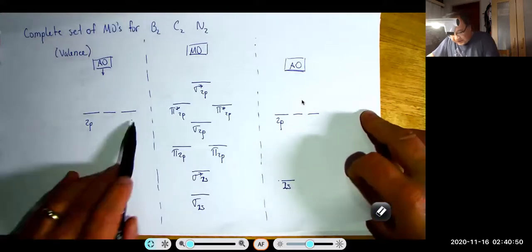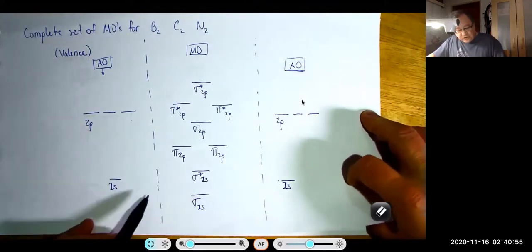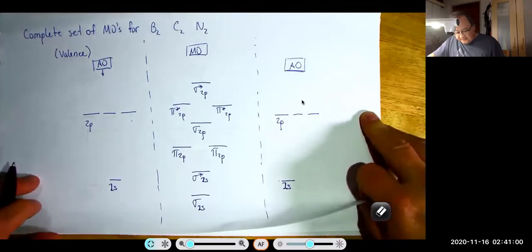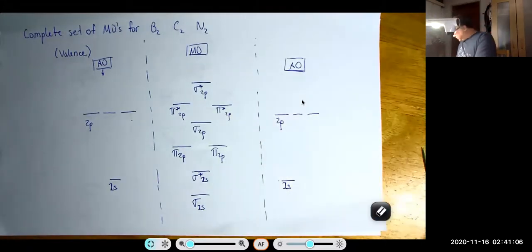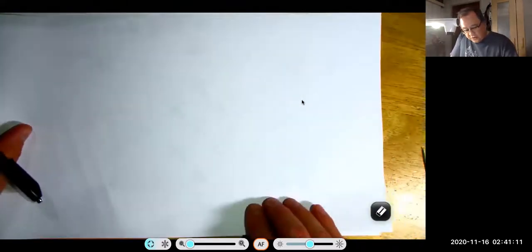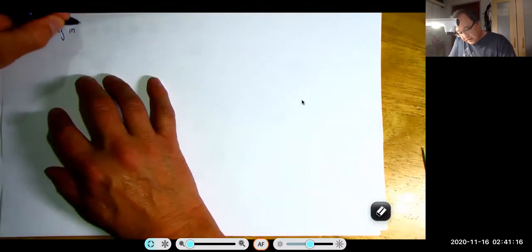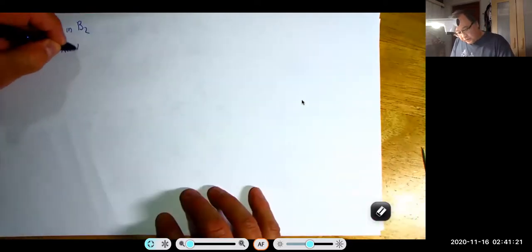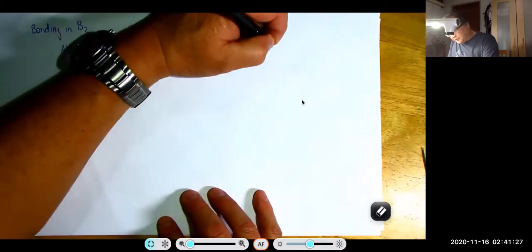So here are the 3 AOs, here are the 3 AOs. So this is what I had before. And you get the 2s and the 2s. Oh, this only shows the valence MOs, the valence molecular orbitals. So if we go back to what I was doing before, let's look at bonding in B2. I'm going to show it to you two ways. I'm going to show you all the MOs, and then I'm going to show you just the valence MOs.